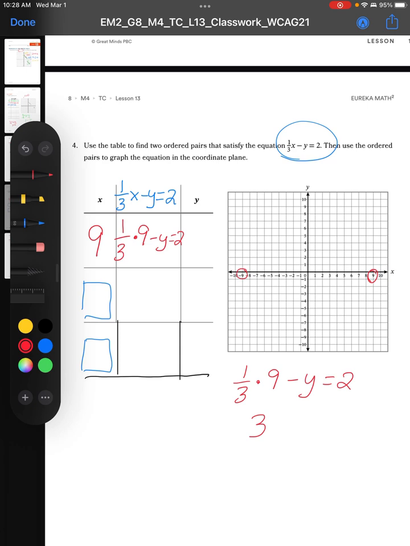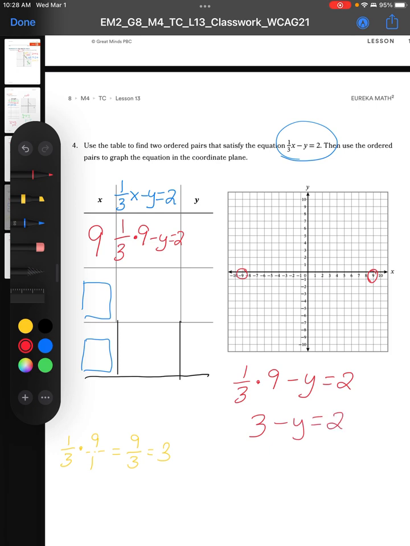I can think of multiplying by a third. Multiplying by a third is the same thing as dividing by 3, right? Because if I put that off to the side over here, 1/3 times 9, 9 is over that invisible 1, equals 9/3, which is of course just 3, okay? So if you forgot how to multiply fractions, it's over here. So 1/3 times 9 is 3 minus y equals 2.